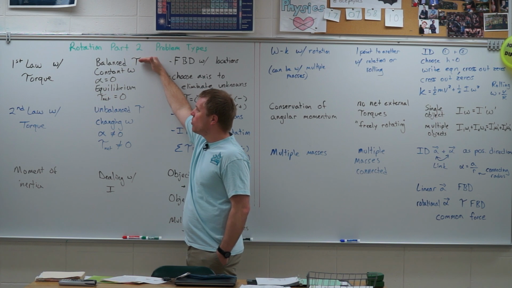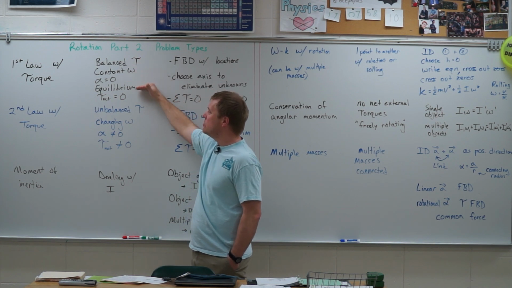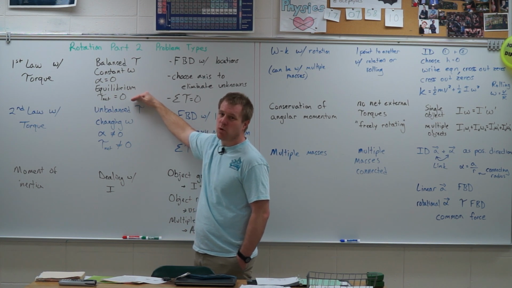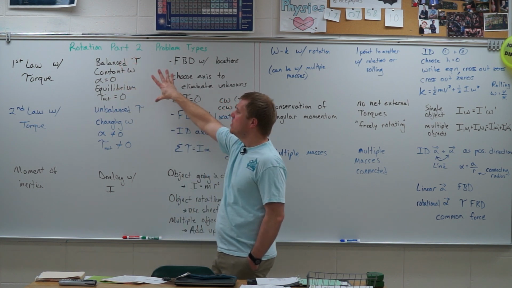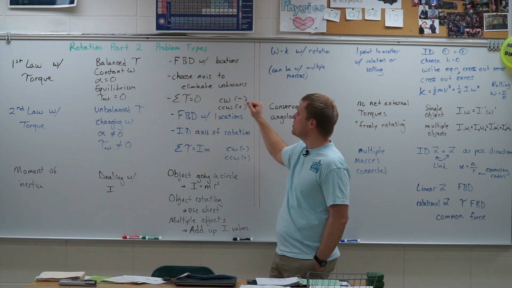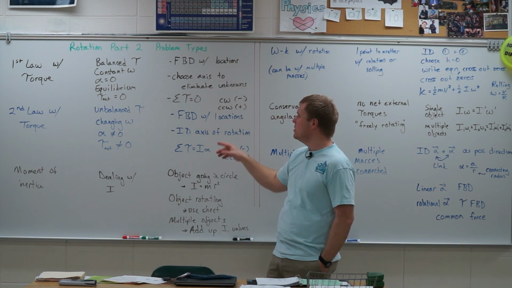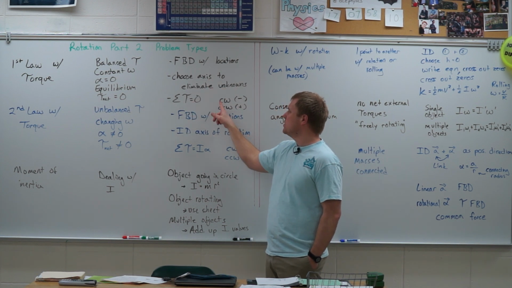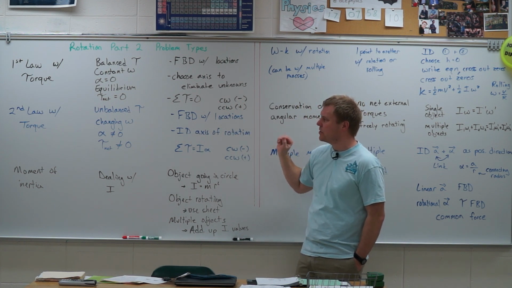Because there are balanced torques, maybe it's constant omega, angular acceleration is 0, you see the word equilibrium, or the net torque is 0. As soon as you see one of those, the rest of them are true. So if you have a first law problem, you're going to draw a free body diagram with the locations of those forces. You're going to choose an axis to eliminate unknowns and sum up the torques equal to 0, where clockwise is our negative direction, counterclockwise is our positive direction.